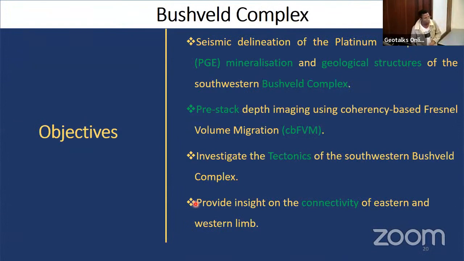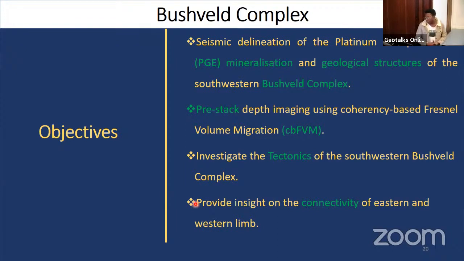Now, looking at the Bushveld Complex. In the Bushveld Complex, we're looking at a profile that was collected in the southwestern Bushveld, looking to image the platinum group element mineralization and the geological structures in that region. And here, another fascinating thing is we were applying a newly developed migration technique, which is called the coherency-based Fresnel volume migration.